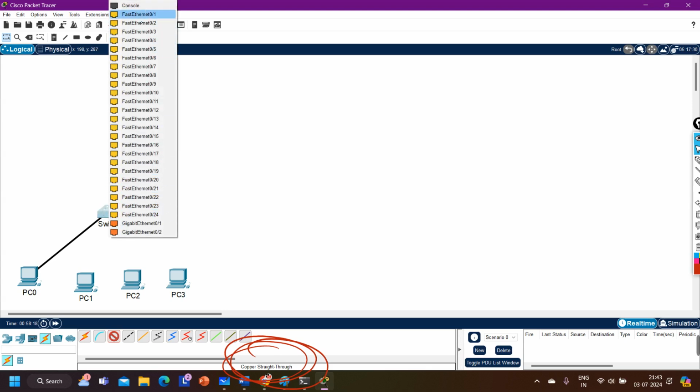See how many ports I have on this switch. 24 fast Ethernet ports and 2 gig interface ports. Why do we have gig interface ports, guys? To connect switches.